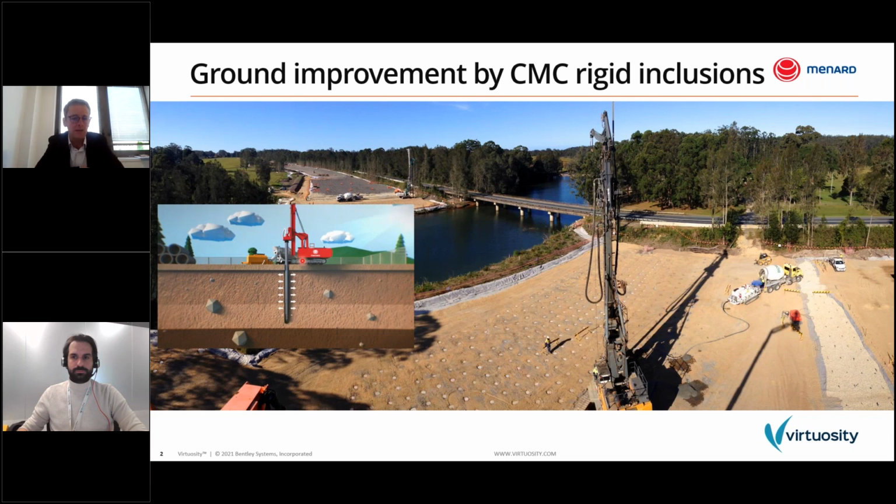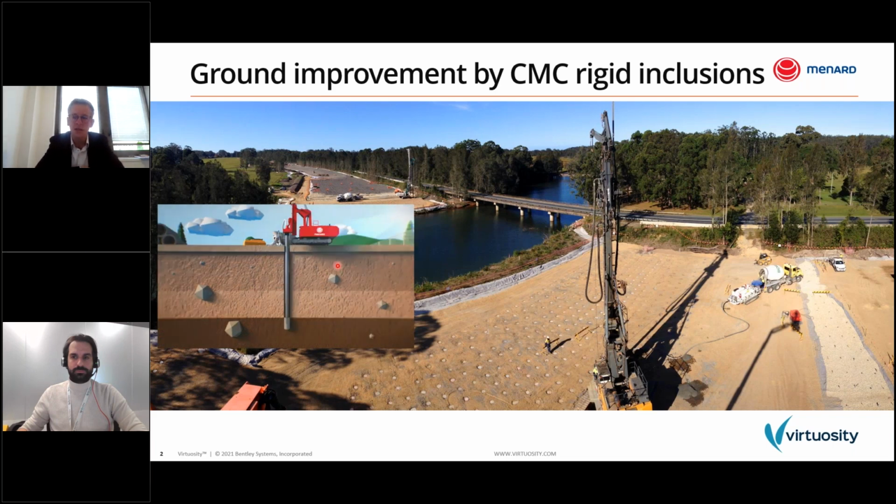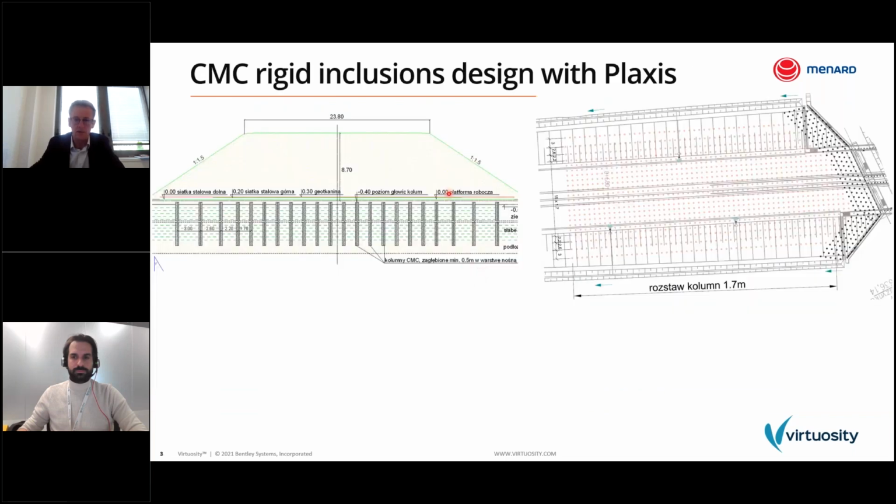Let's now have a look at the design of the CMC rigid inclusion solution. On this slide, you can see on the left the cross section, and on the right, the top view of a CMC ground improvement solution for a road embankment in Poland. The height of the embankment is 9 meters. To come up with such a solution, we need to define the CMC diameter, the CMC spacing, the CMC anchorage.